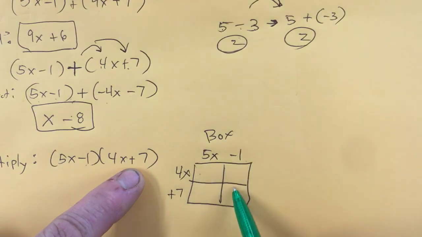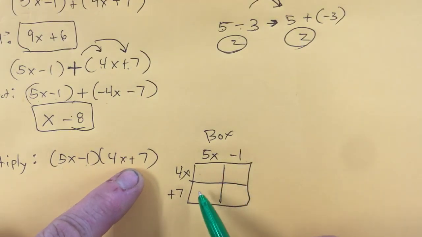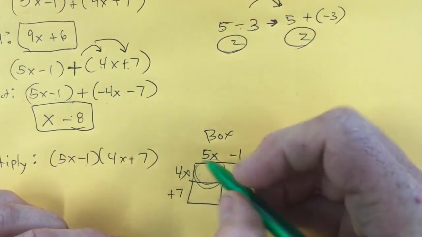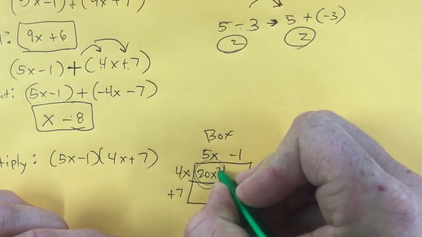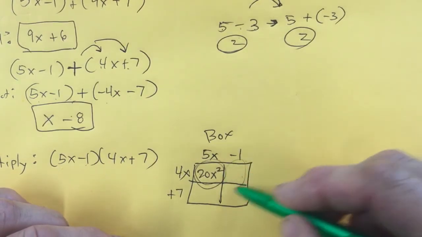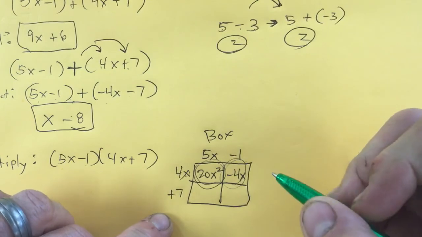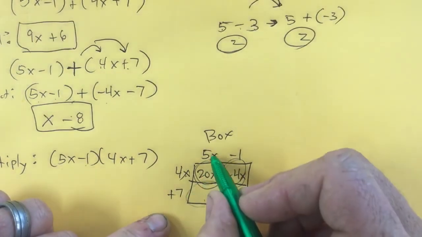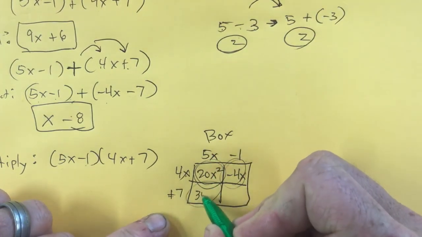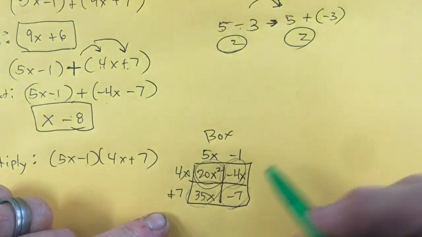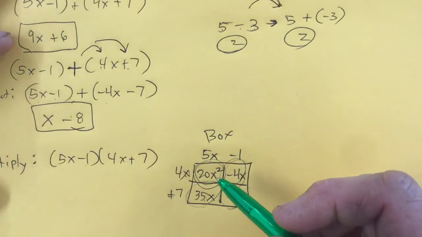You can see there are 4 squares in this box, which means there are 4 products involved here. In this one, that's 5x times 4x, which is 20x squared. In this one, I got 4x times -1, which is -4x. Down here, I got 5x times 7, which is 35x. And then there, I got -1 times 7, which is -7. And so there are my products.